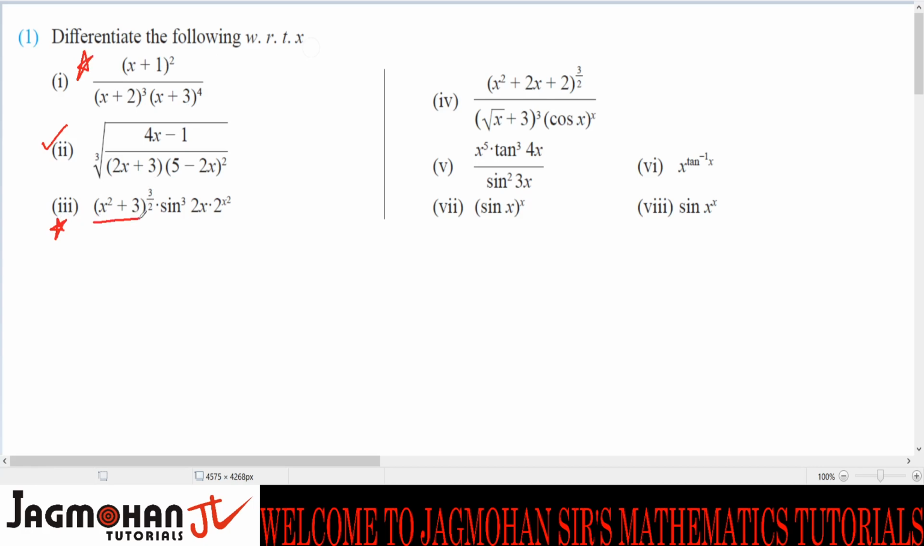See here, you got a product of three functions. Okay, you can try this also on your own. So here you have x square plus 3 raised to 3 by 2. Then this one will be sine of 2x the whole cube, and this one is 2 raised to x square. So when you take, this will be your y. Then when you take log on both sides, you will get log of this whole thing.